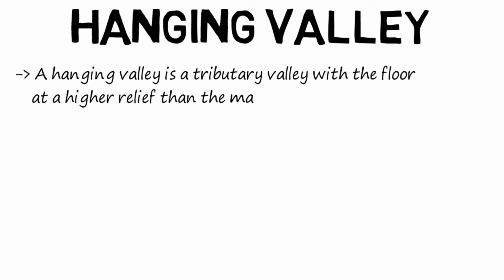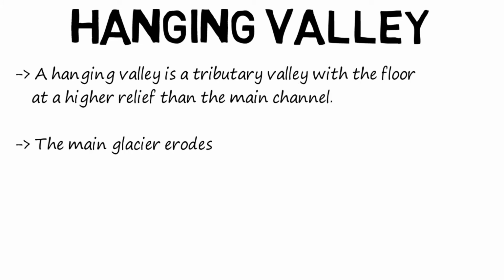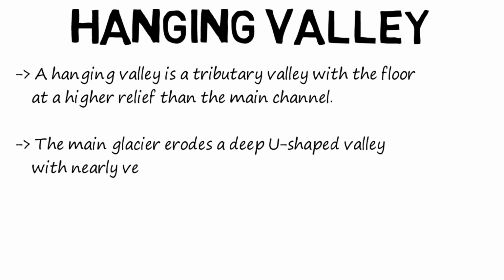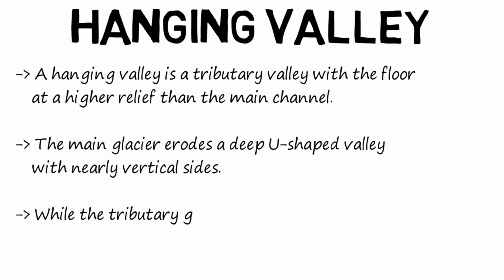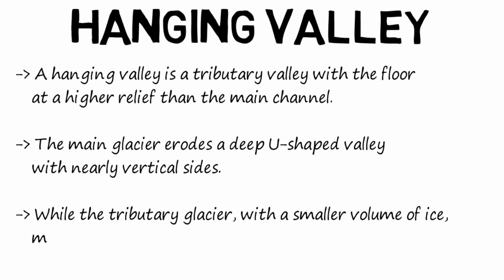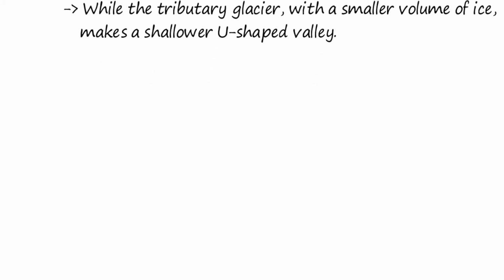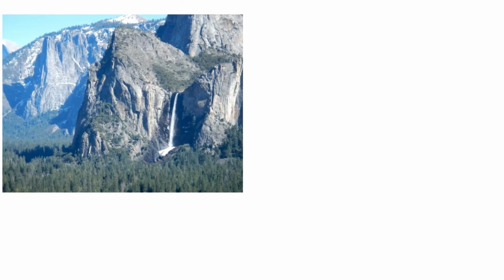Hanging valley. A hanging valley is a tributary valley with the floor at a higher relief than the main channel. The main glacier erodes a deep U-shaped valley with nearly vertical sides, while the tributary glacier, with a smaller volume of ice, makes a shallower U-shaped valley. Surfaces of the glaciers were originally at the same elevation. The shallower valley appears to be hanging above the main valley. A waterfall may form.